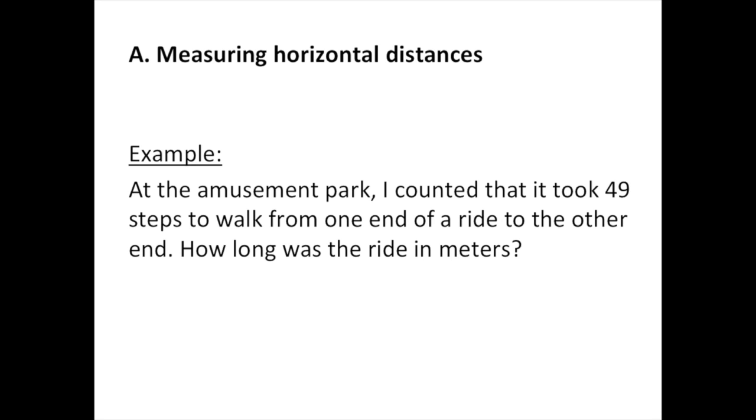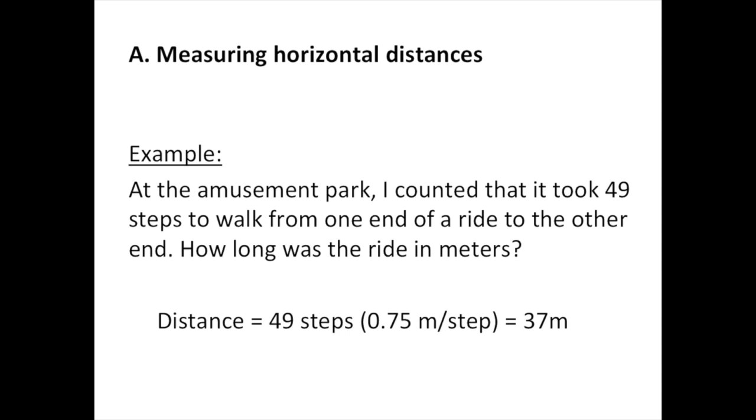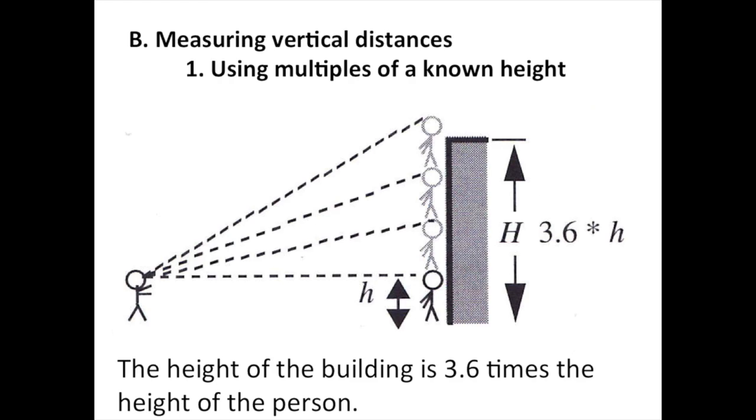distances. Here's an example. At the amusement park, I counted that it took 49 steps to walk from one end of a ride to the other end. How long was the ride in meters? Well, the distance is going to equal the number of steps times my pace, so 49 steps times 0.75 meters per step, which gives me 37 meters. Okay, so we've converted from steps to a distance in meters.